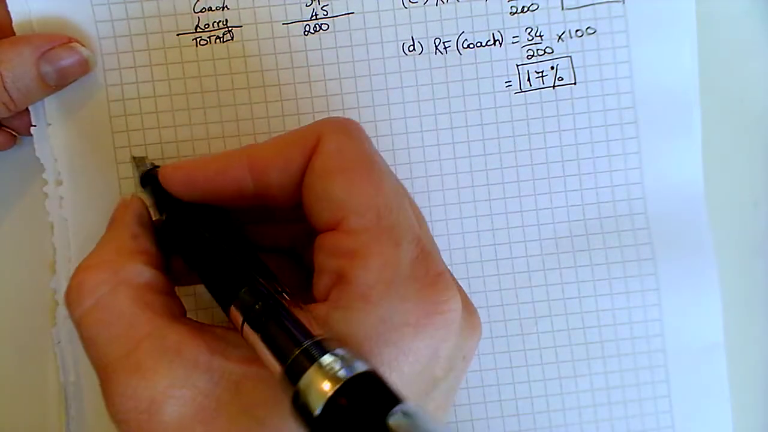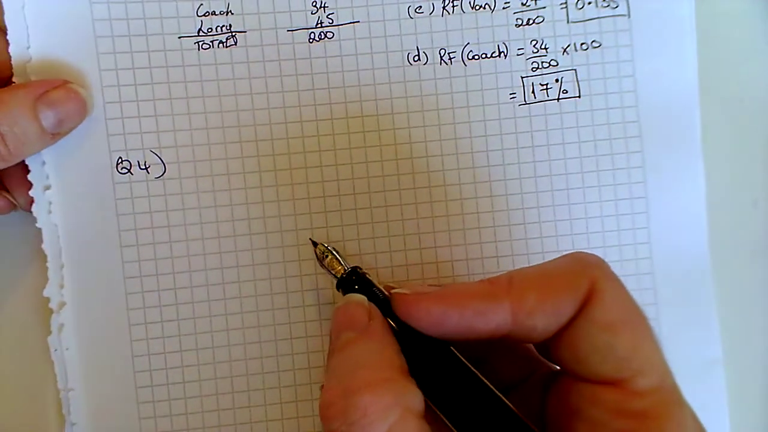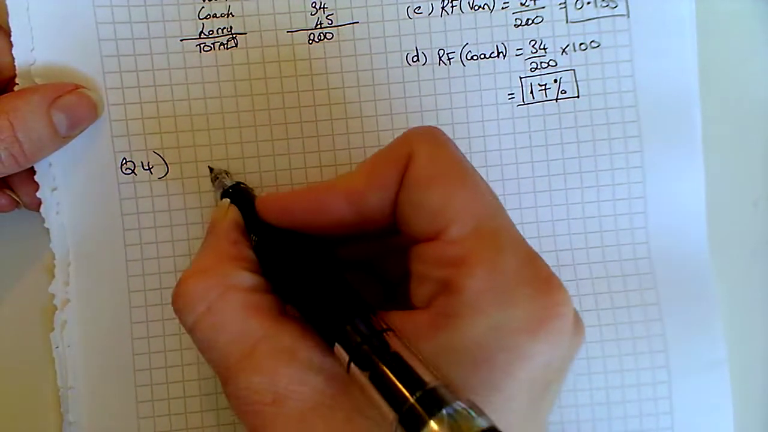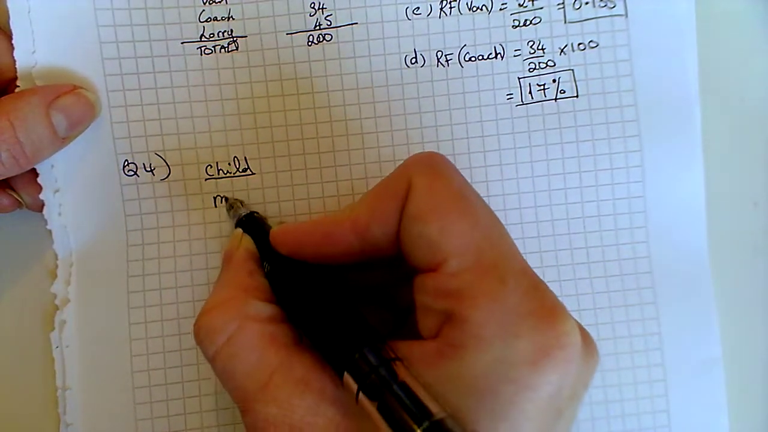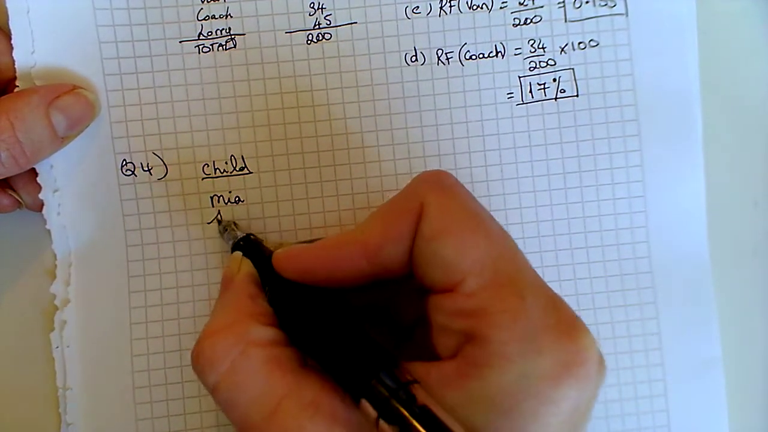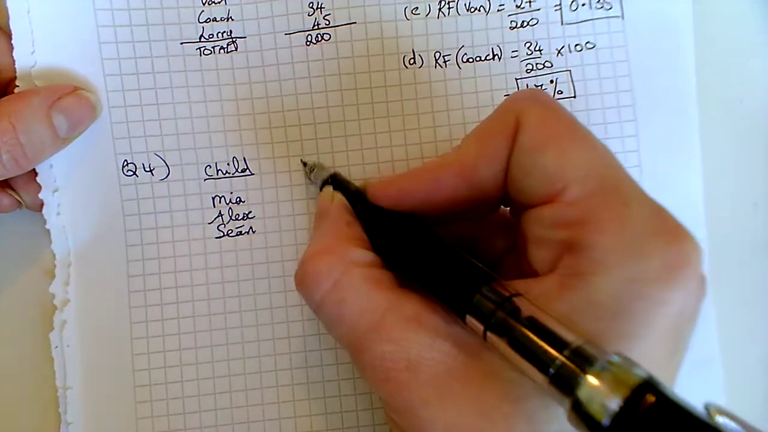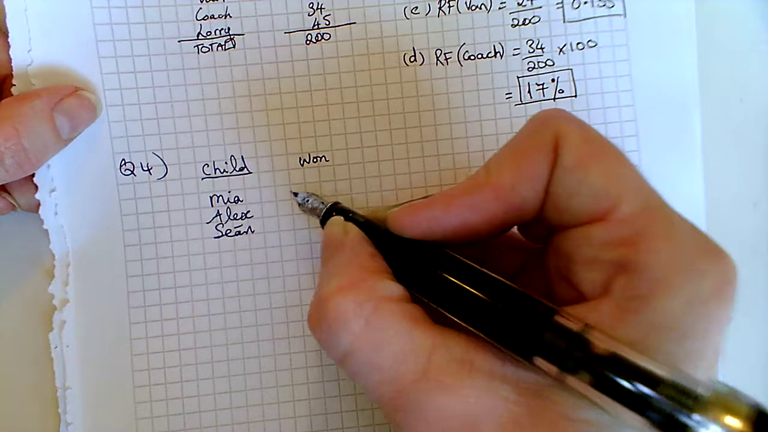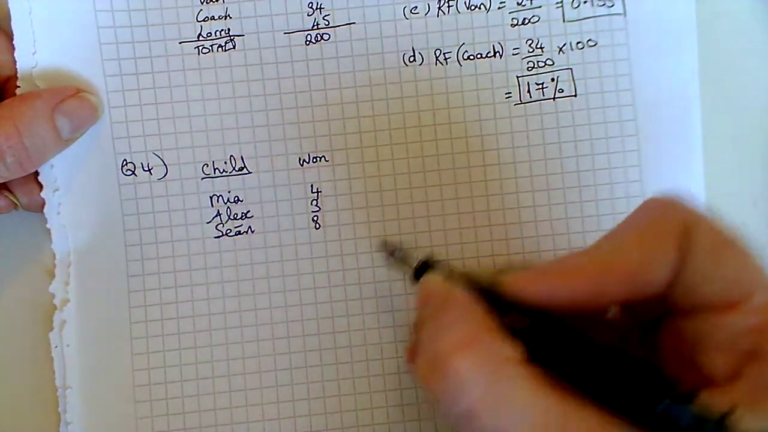Question 4 then. The results of tennis matches played are shown in a table here. So we have 3 children. We have Mia, Alex, and Sean. And we have the number of games they won. So Mia won 4, Alex won 3, and Sean won 8.